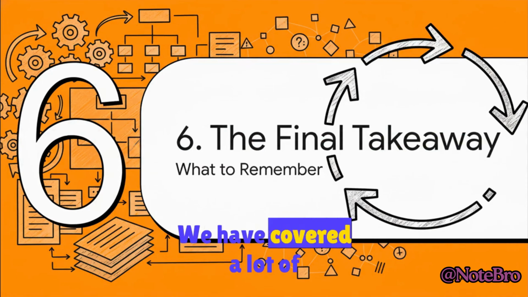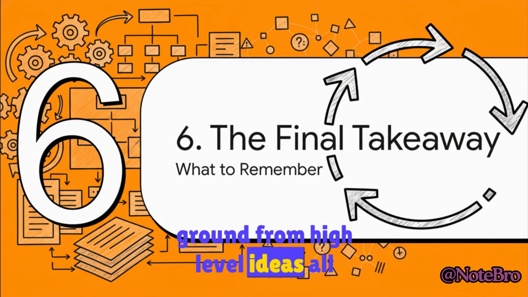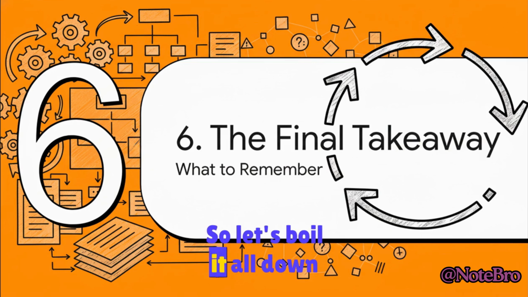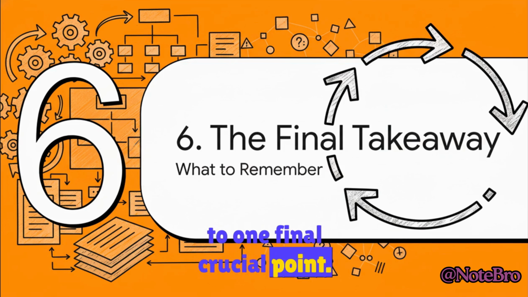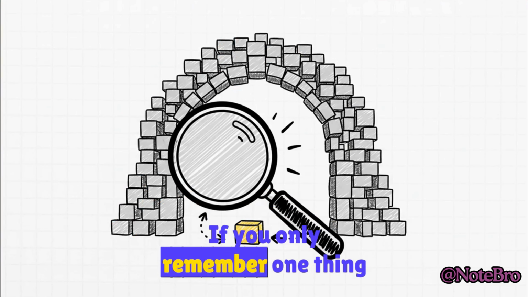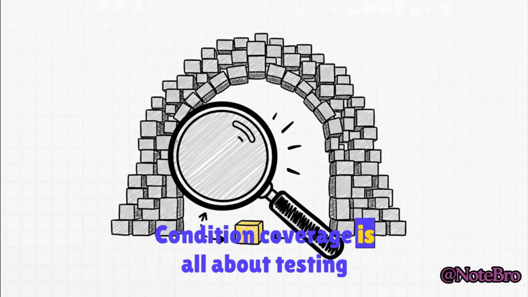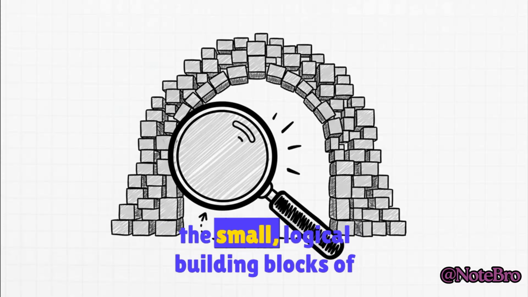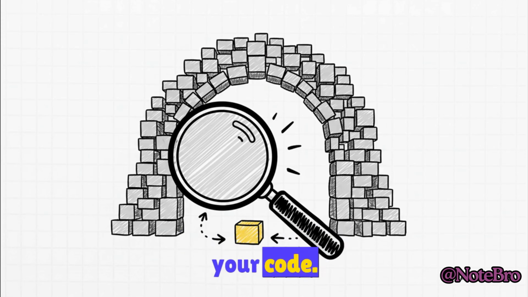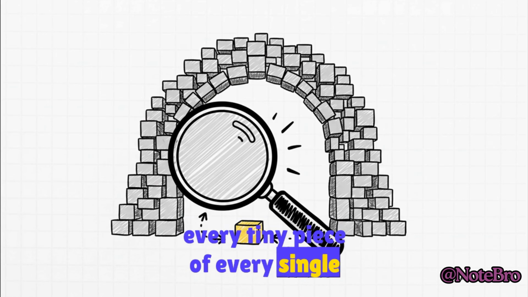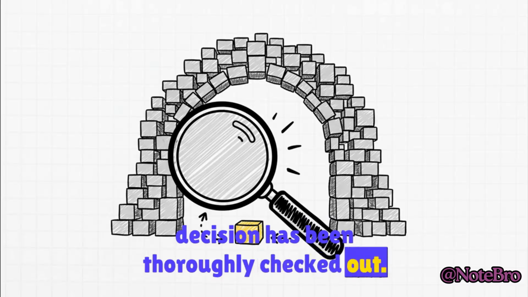Whew, we have covered a lot of ground, from high-level ideas all the way down to the nitty-gritty of a test table. So let's boil it all down to one final crucial point. If you only remember one thing from all of this, let it be this. Condition coverage is all about testing the small, logical building blocks of your code. It's about making absolutely sure that every tiny piece of every single decision has been thoroughly checked out.